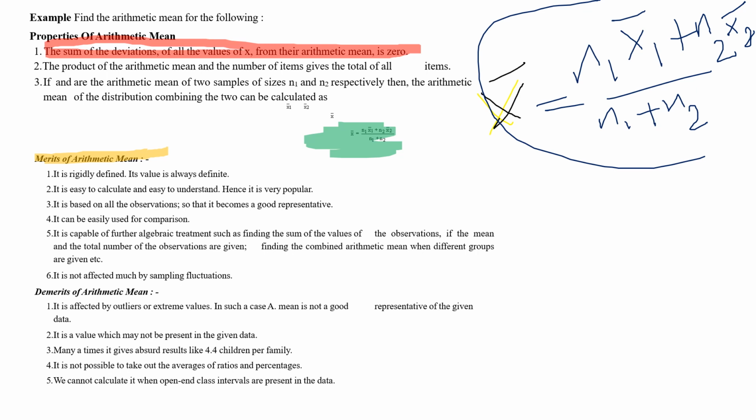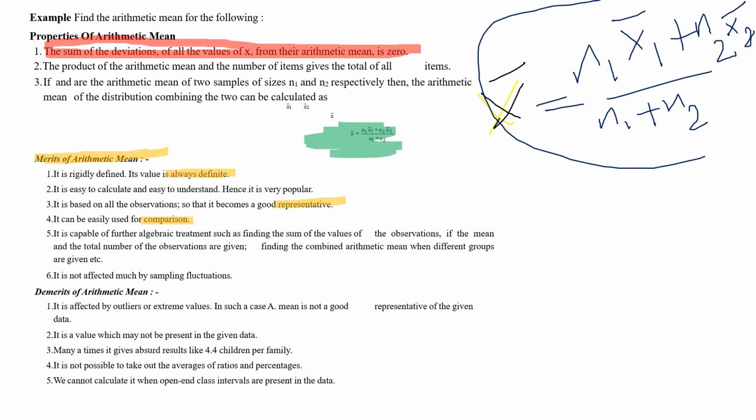Merits: the value is always definite, and it is easy to calculate and easy to understand, hence it is very popular. It is rigidly defined, and it is based on all the observations so that it becomes a good representative. It can easily be used for comparison. It is capable of further algebraic treatment, such as finding the sum of the values of the observations if the mean and the total number of observations are given, and finding the combined arithmetic mean when different groups are given.